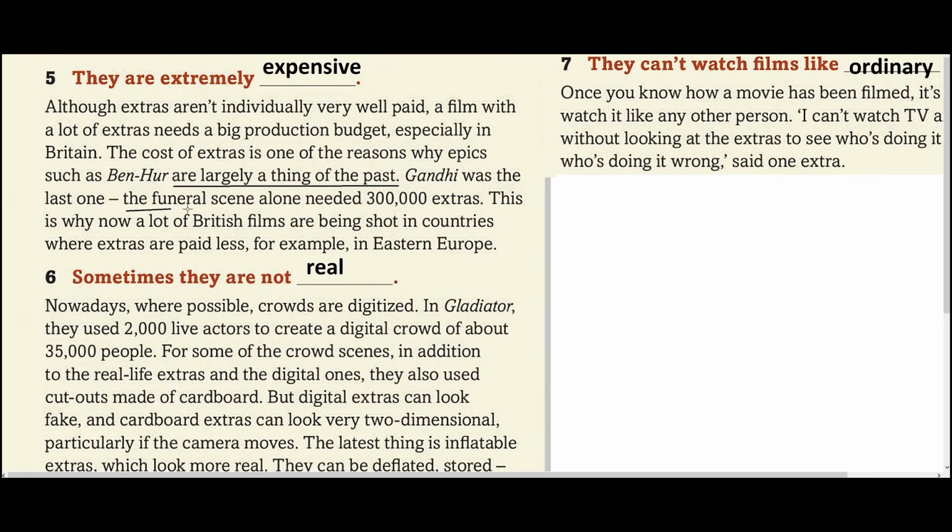The funeral scene – это сцена похорон, в одиночку, то есть эта сцена нуждалась в 300 тысячах статистов. Это вот почему теперь многие британские фильмы снимаются в странах, где статистам платят меньше. Ну, например, в Восточной Европе.